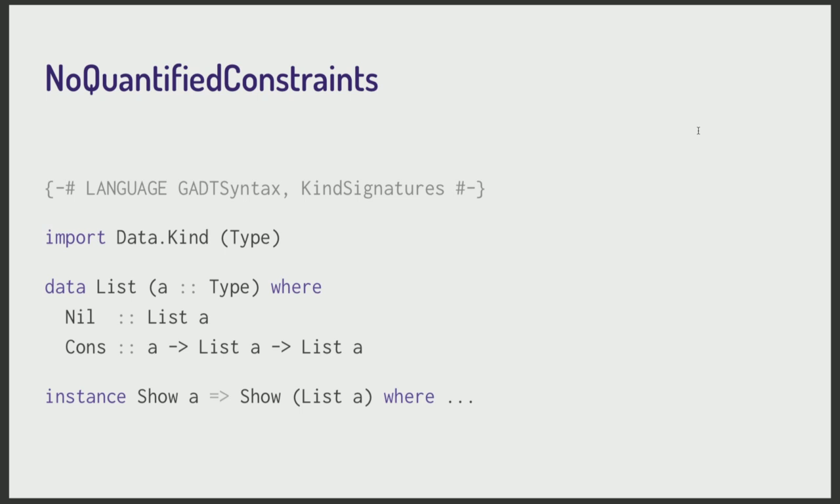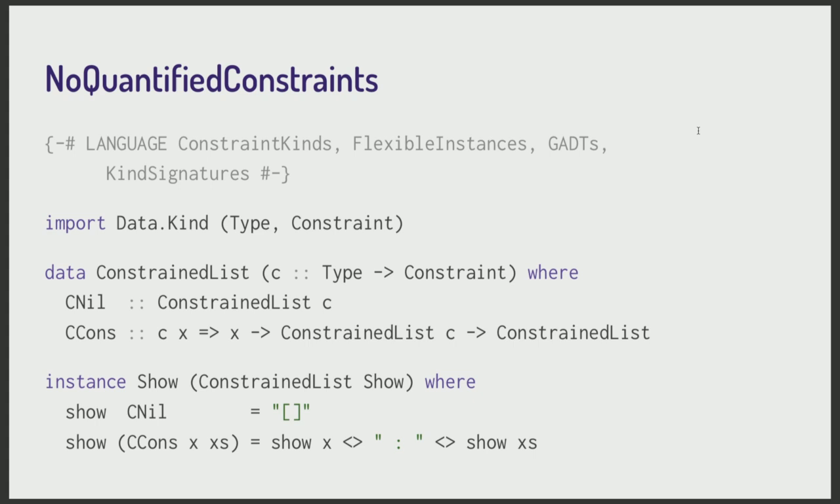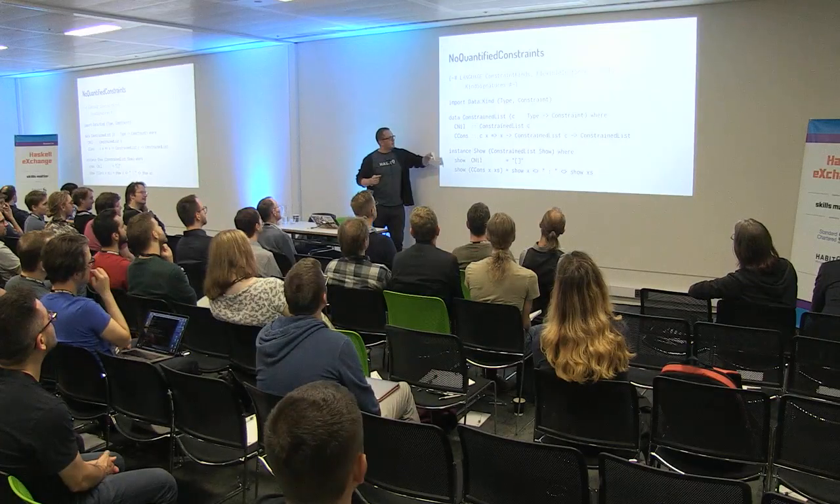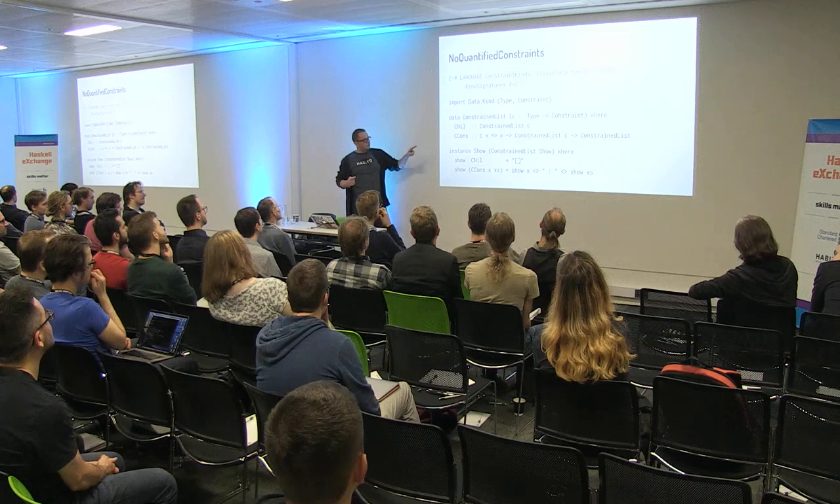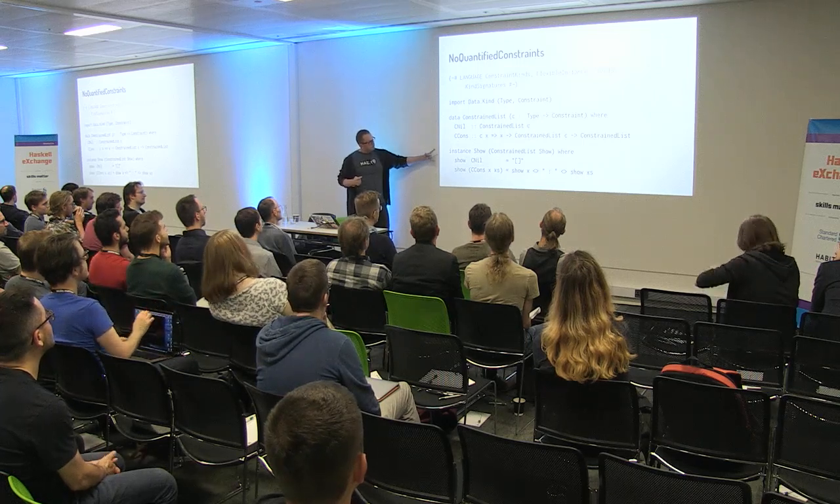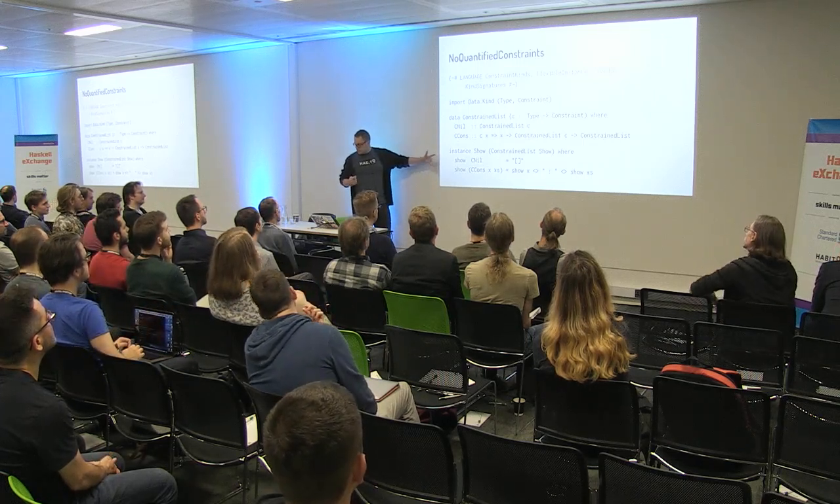So what I end up writing on day 2 of learning Haskell is a constrained list, indexed by some constraint constructor. If this all looks odd to you, the only interesting thing is this, which says rather than having a type of things in the list, I have a constraint that applies to everything in the list. And now I can write Show for the list if that constraint is Show.